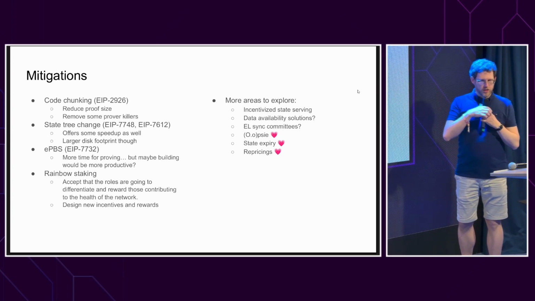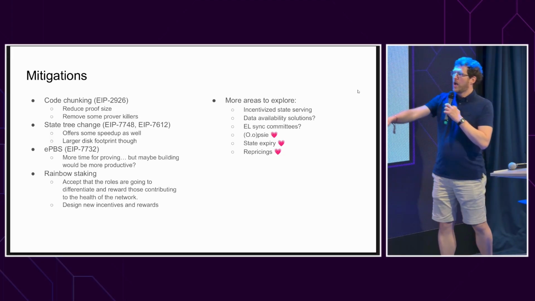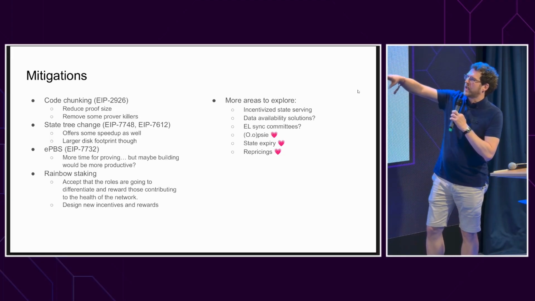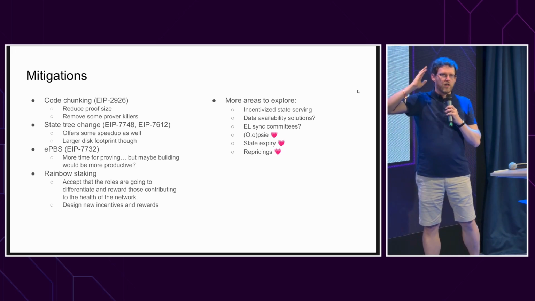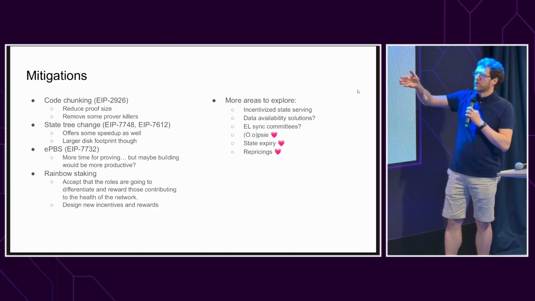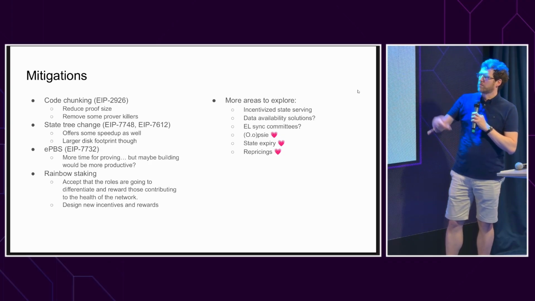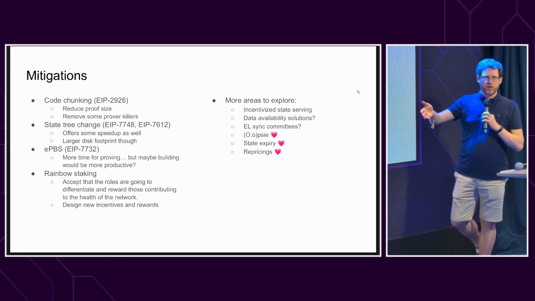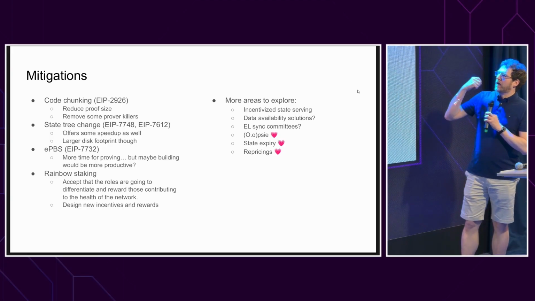But we do have mitigations, and here it is a shameless plug because most of these EIPs are from my team. The first one is code chunking, because the proofs are large owing to the code size. So that mitigates this problem. It removes some prover killers, like the 3 weeks I was talking about.